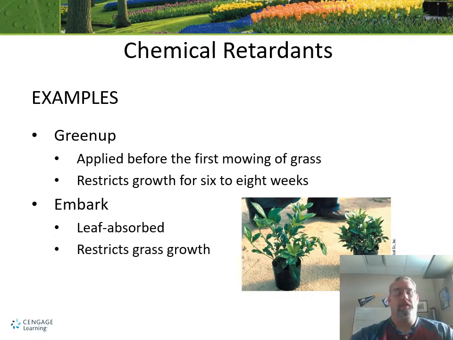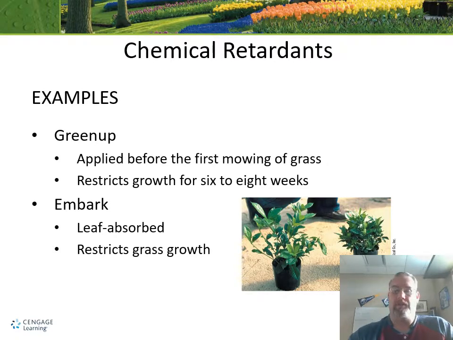Chemical retardants, there are several. Some of the ones that are common in the industry are Green Up or Embark. Embark is used for trees or grass, and these are going to limit the growth. There are other ones. There are many, many different products that work like this. They work for about 6 to 8 weeks. Once they have worn off within the plant, then you need to reapply this.